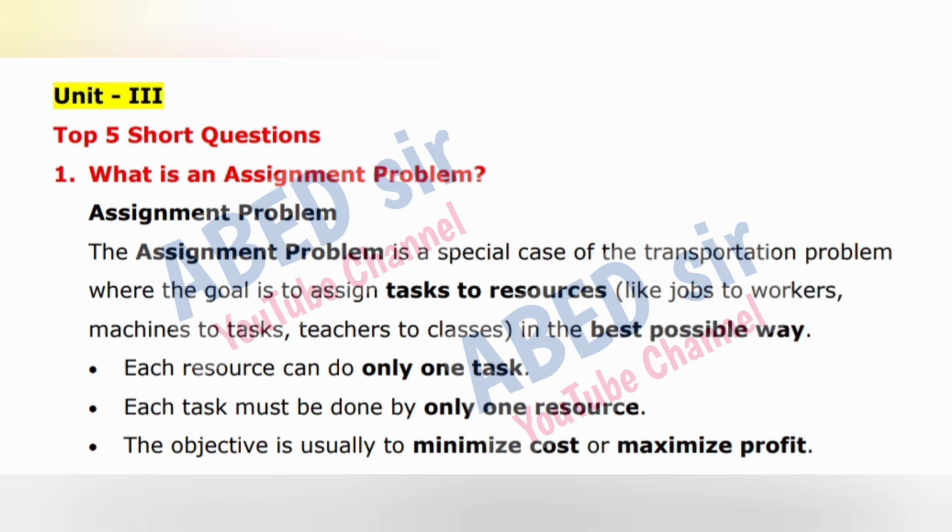Assignment problem. The assignment problem is a special case of the transportation problem where the goal is to assign tasks to resources, like jobs to workers, machines to tasks, teachers to classes, in the best possible way. Each resource can do only one task. Each task must be done by only one resource. The objective is usually to minimize cost or maximize profit.